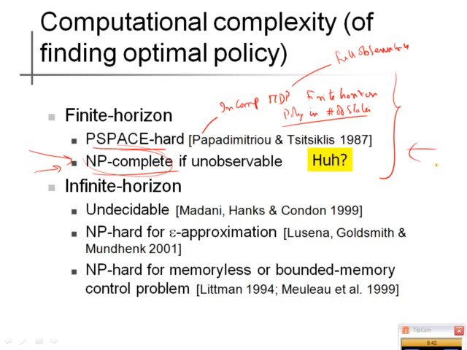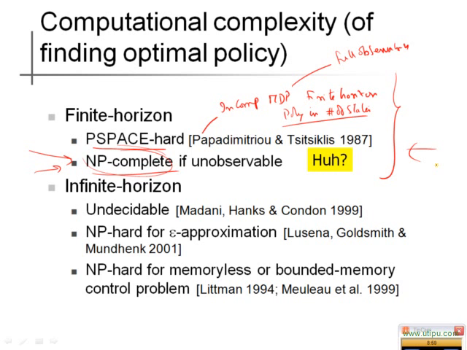Okay. Anyway, in terms of the complexity, the finite horizon itself is quite bad. It's PSPACE-hard, versus NP-complete for unobservable, versus polynomial in the number of states.